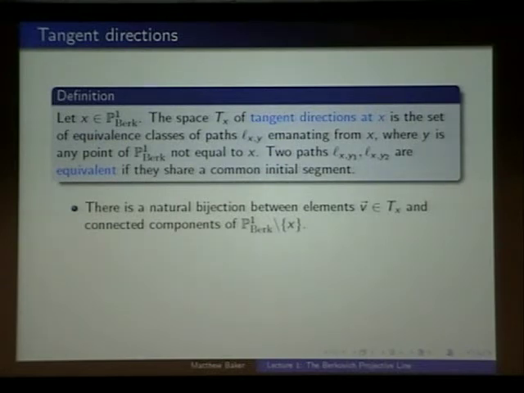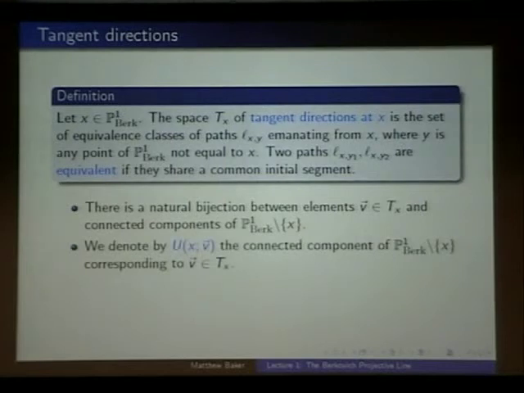And another way to define it in this case is that you can think of tangent directions as connected components of the complement of x, right? So if I remove that Gauss point, say, it will break up the tree into an infinite set of components, and each of those components is a direction in which I could have gone. So the connected components of the complement are in one-to-one correspondence with these tangent directions. And I'm going to write U_x(v) for the connected component of the complement corresponding to a tangent vector v. So these are all points that the little prince can see by looking in some particular direction.